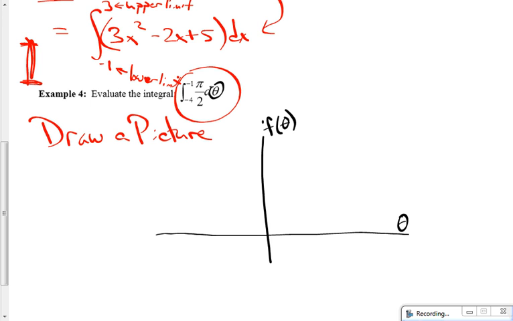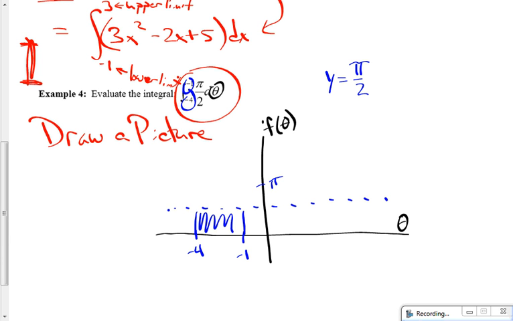What does the function pi over 2 look like? Just a line. What kind of a line? This is like y equals pi over 2, isn't it? Let's say this is pi. So pi over 2 is like right here. Right? What's my interval that I care about? -4 to -1. Do I know the value of that integral even though I don't know how to evaluate an integral? This distance is 3. This distance is pi over 2.